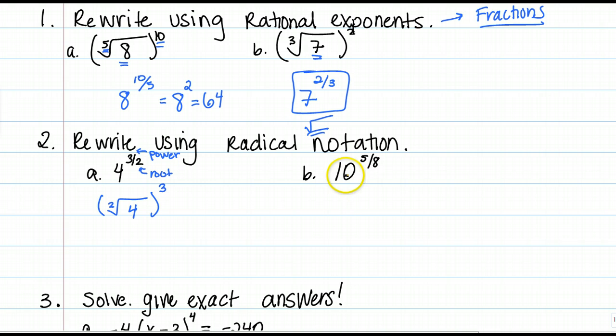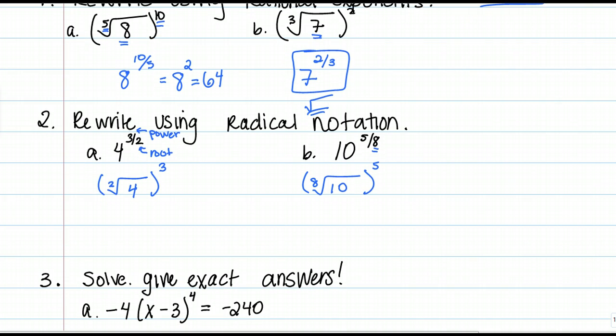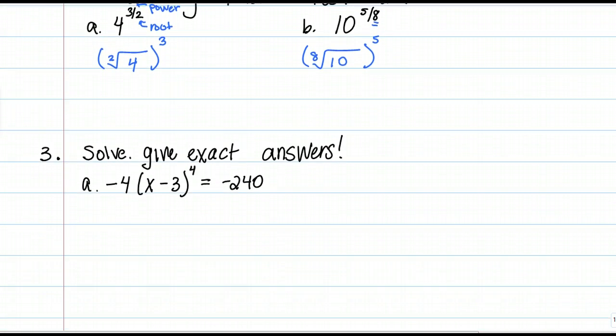So 2b is similar. Our base is 10, but now we're taking the 8th root, and our power here is 5. So that's it for rewriting. We're just going from rational exponents to radical notation, or from radical notation to rational exponents. Just make sure you read carefully to know what your answer should look like.